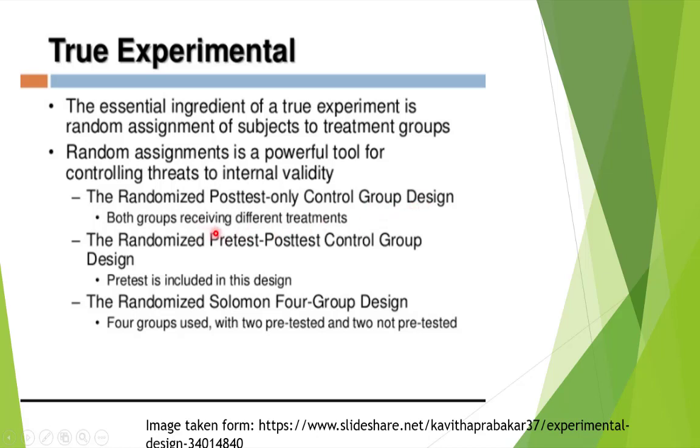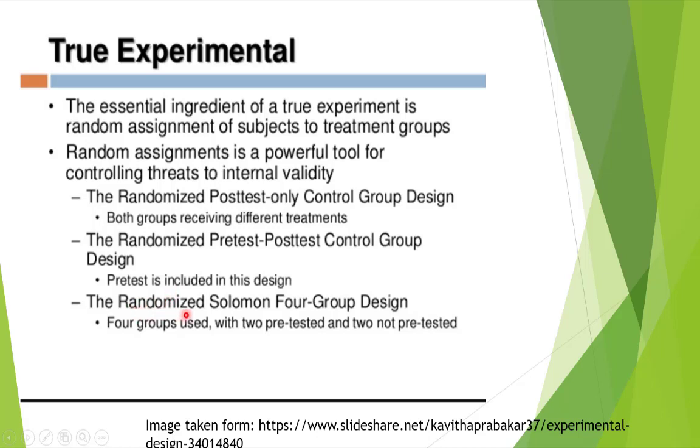So both groups receive different treatments. There will be two groups and they will be receiving different treatments and then they will be tested. Next is the randomized pre-test post-test control group. So in this case, a pre-test is included, then there is a treatment, and then there will be a post-test.